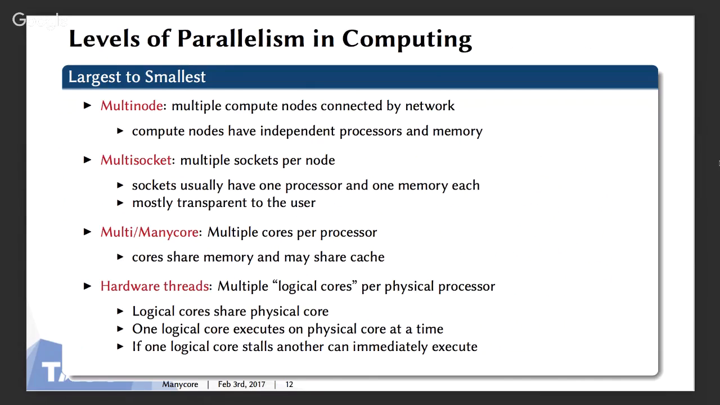The idea is each one of these compute nodes is in and of itself a computer. It has its own independent processors and its own independent memory. They each look like a single computer.